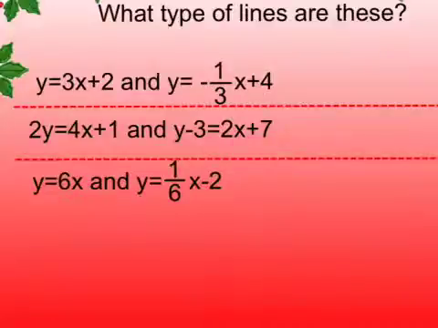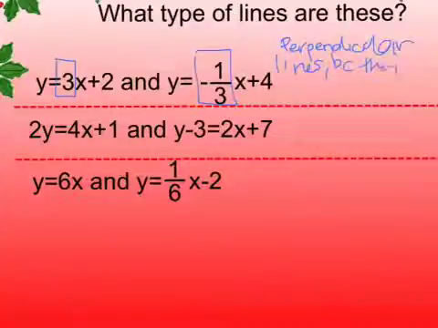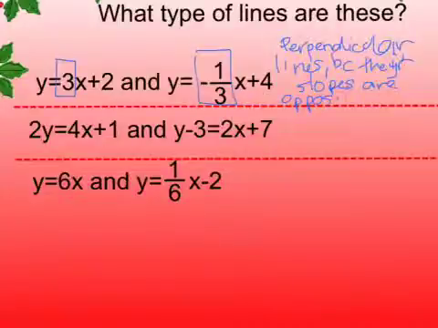What type of lines are these? Well, as long as they're in y equals mx plus b, as long as they're in slope-intercept form, it's easy to see what the slope is. So here the slope is 3, and here the slope is -1/3. They are perpendicular lines because their slopes are opposite reciprocals. Make sure you know how to explain your reasoning.